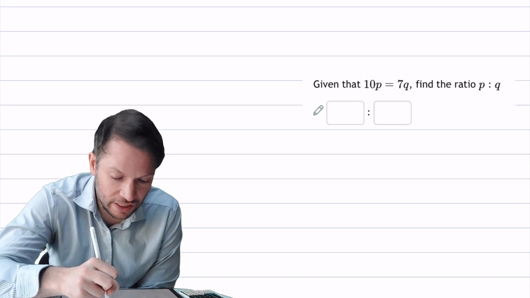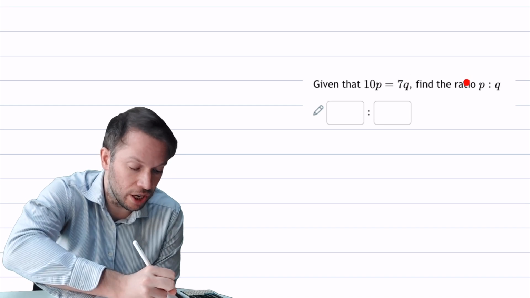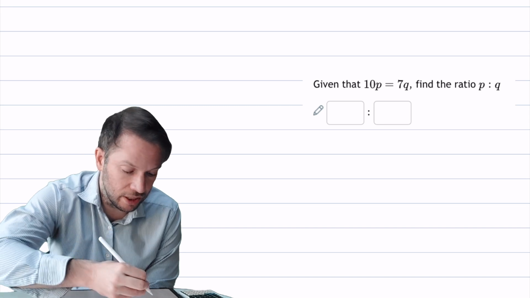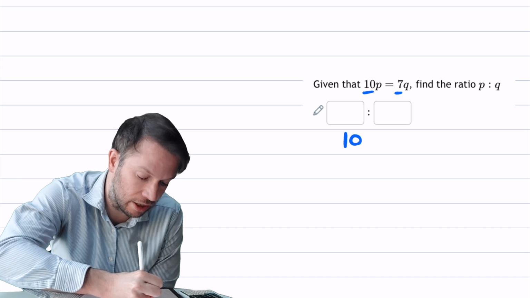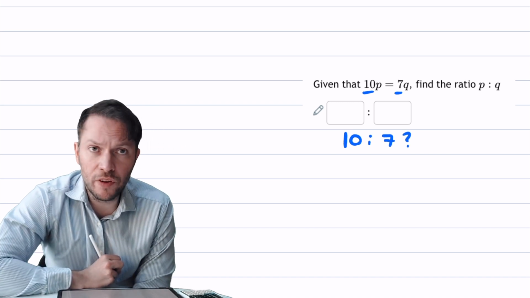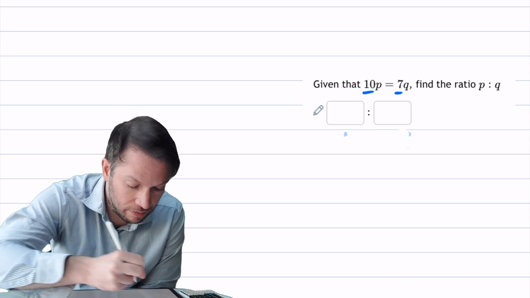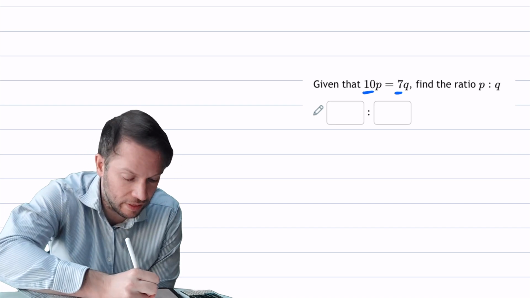Now here it says that 10 lots of p is equal to 7 lots of q. Find the ratio of p to q. So we might think that the ratio of p to q is these two numbers in front of the p and the q. So is the ratio of p to q 10 to 7? Well, no, it isn't. Let's think of numbers that would actually work for p and q. If 10p is equal to 7 lots of q, what numbers would work which would make these equal?